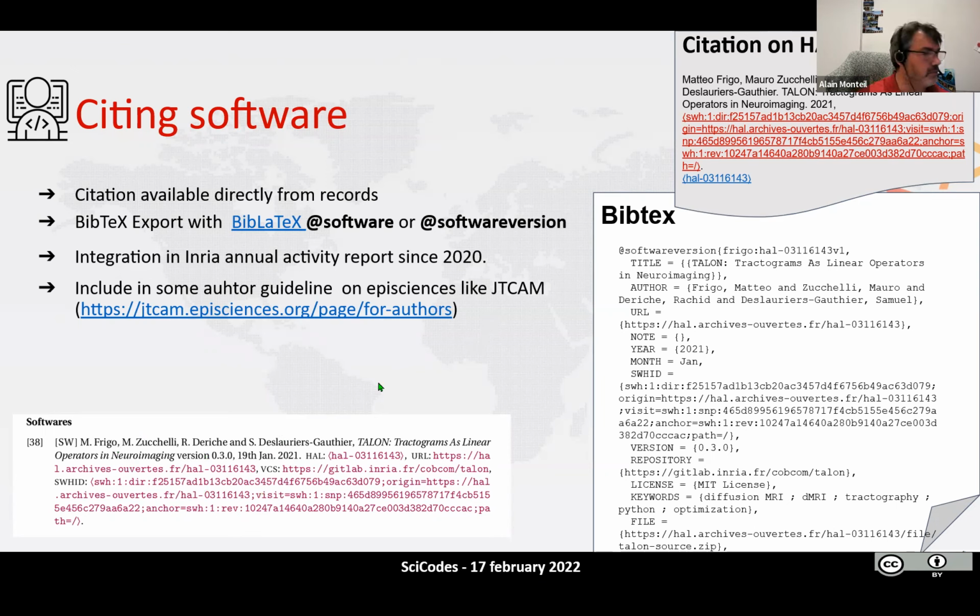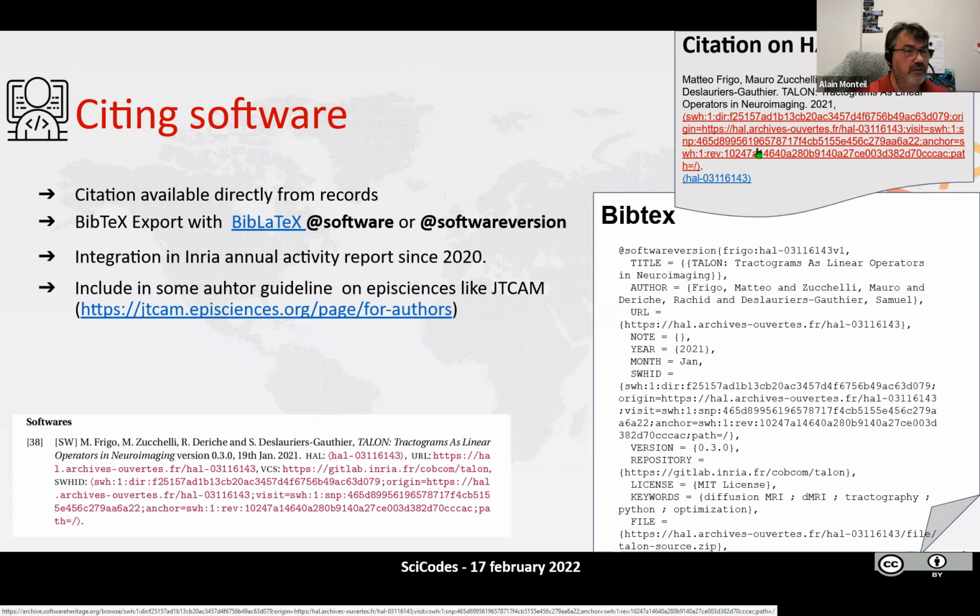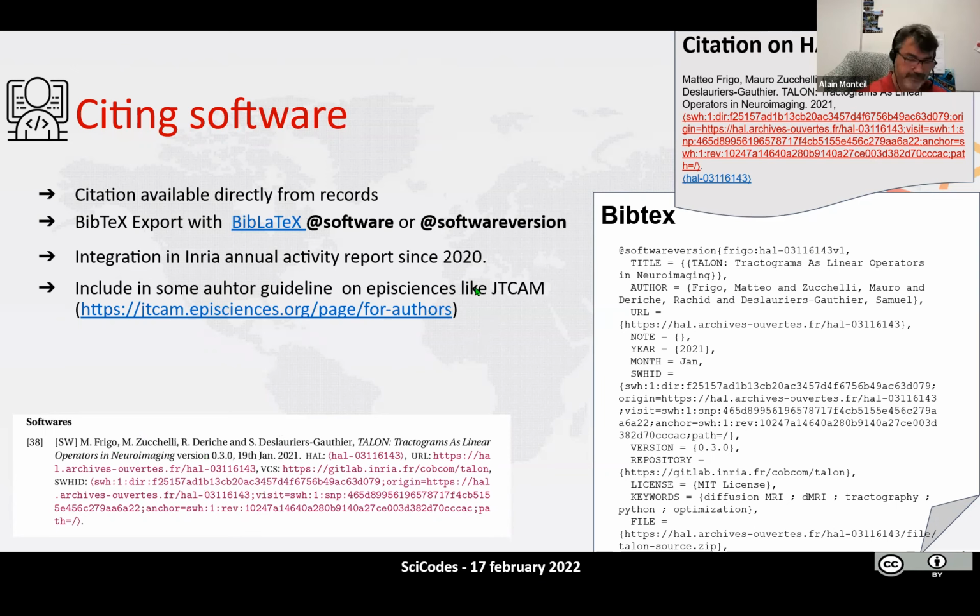Here you have an example of what is done after a style process. And here, this is the citation from HAL. It is a little widget. You can cut and paste it in any document. It's very easy. And then you have the two identifiers, the SWHID and the HAL identifier.